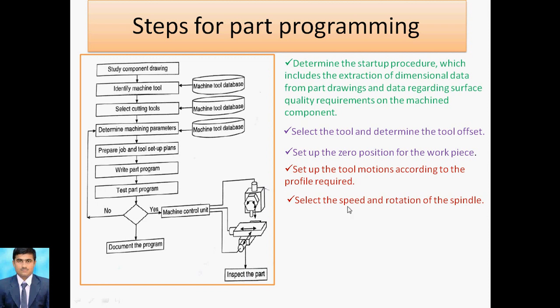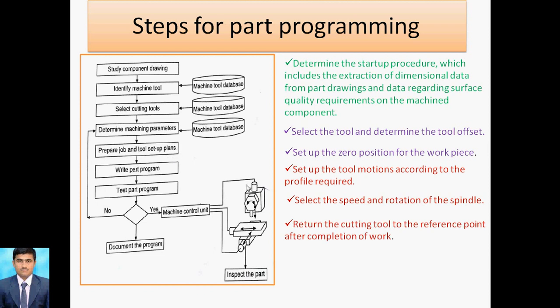So speed is in terms of rotation, that means RPM, and feed rate is in terms of per minute. So we can mention this. This is regarding the machining parameters. Then prepare the jobs and tool setup plans.